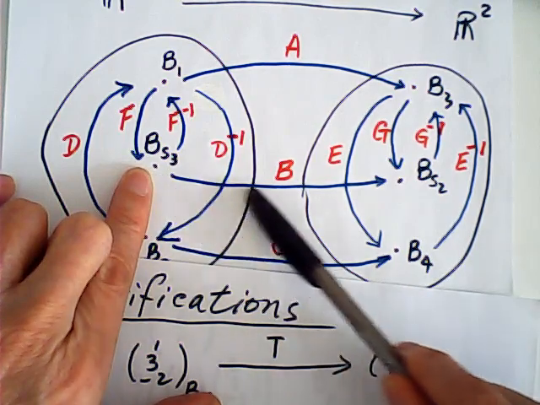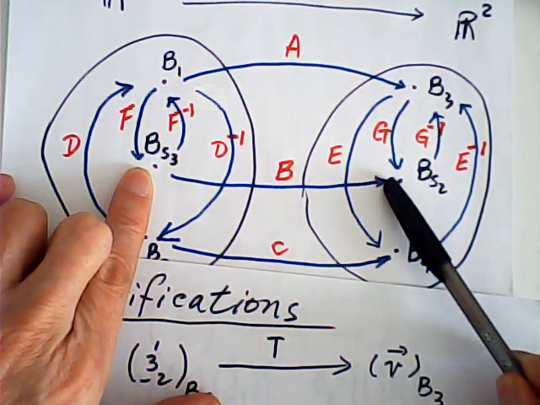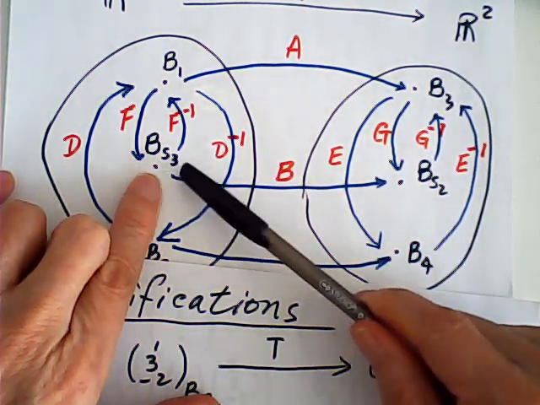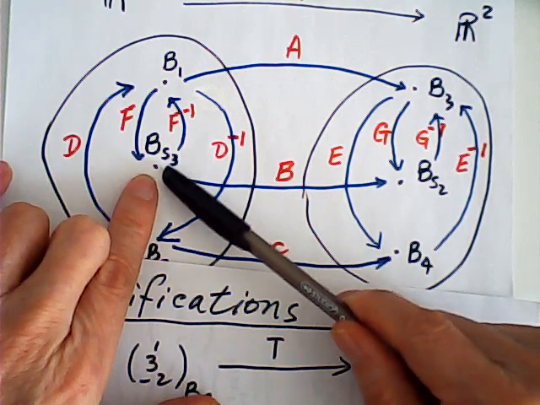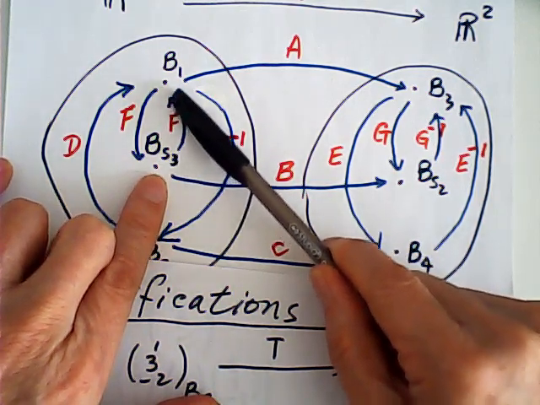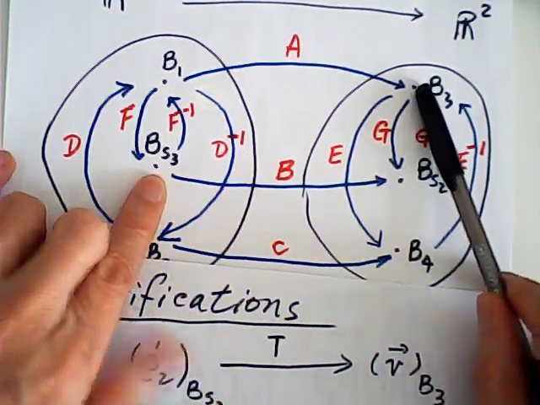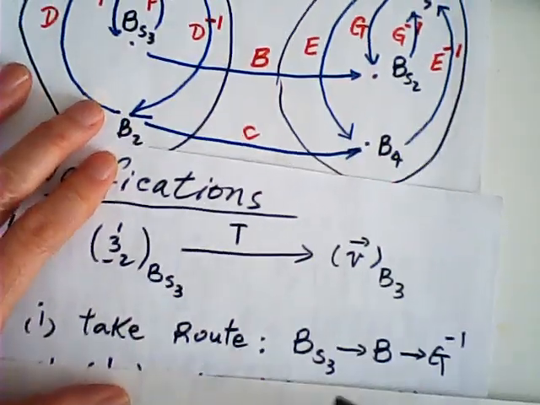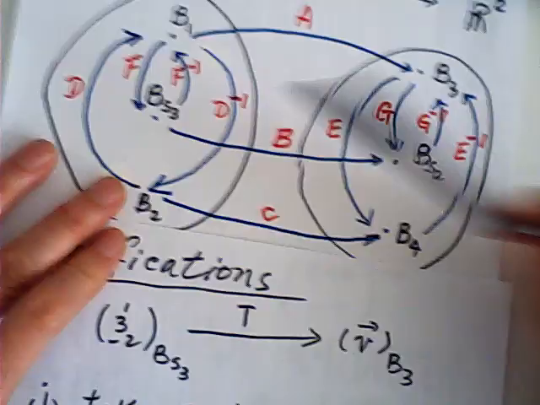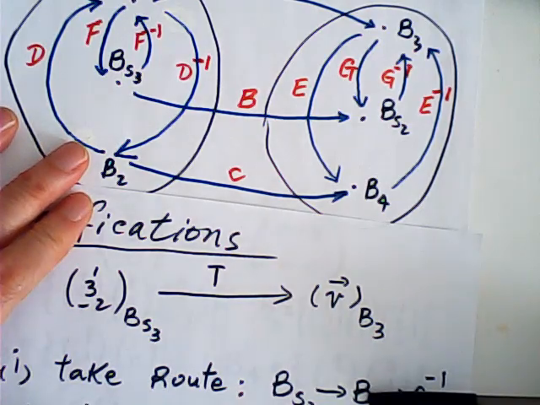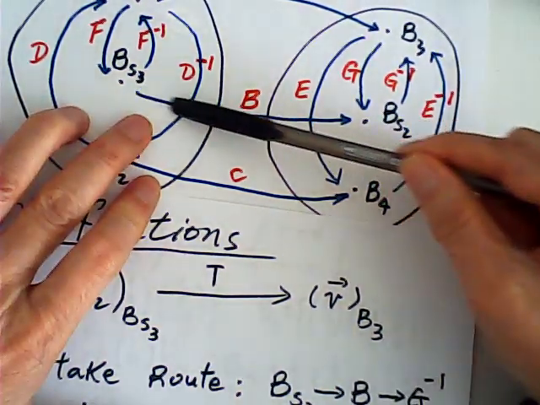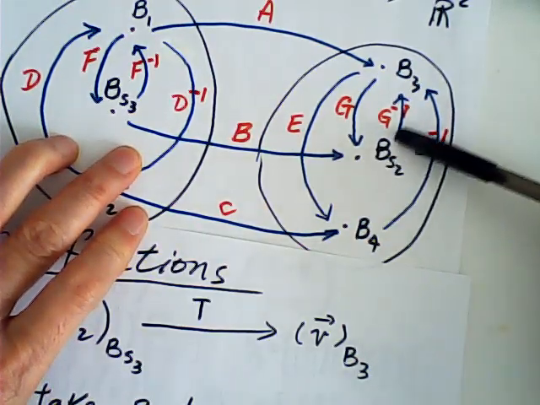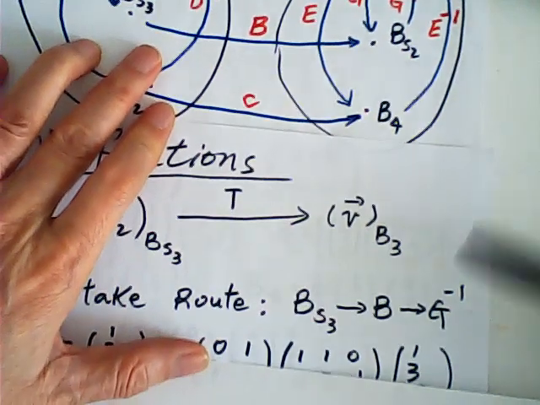You can go B first, then G inverse. You get the route, right? Or you get F inverse first, then A. You reach that one. So let's do these two. Let's take a route from BS2 to BS3. Go with B first, reach there. Then G inverse, you reach B3.